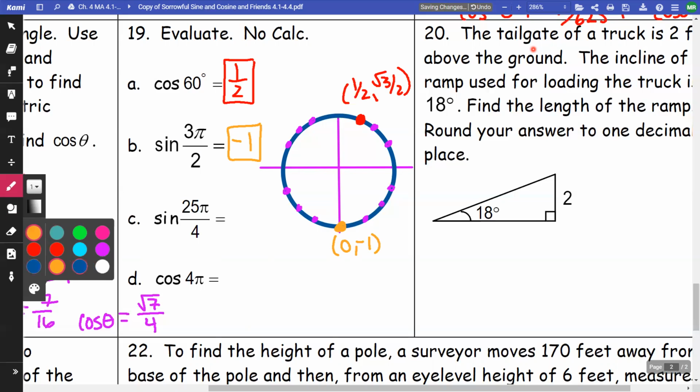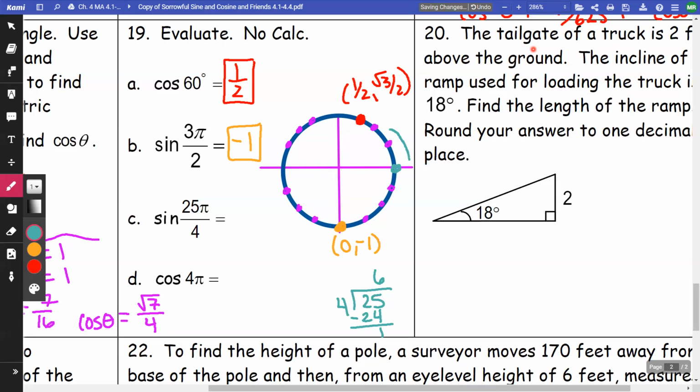Now, if they want 25π/4, so what I'm going to do is I'm going to take 4 into 25, which is going to go 6 times, which is 24 with 1 left over. So basically, I'm going to go around and I'm going to end up eventually ending up here at 6π. All my evens are there. And then from there, I'm going to go 1/4 more, which is going to put me right here. That's where I'm going to be. And that's going to be a √2/2, √2/2. And so my sine is going to be √2/2. That's going to be my answer.